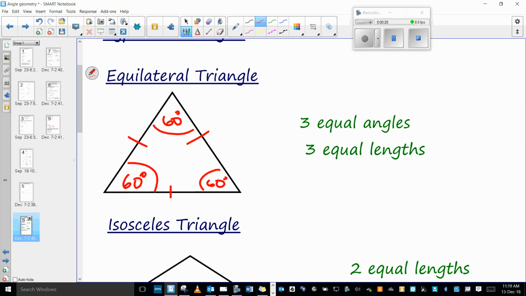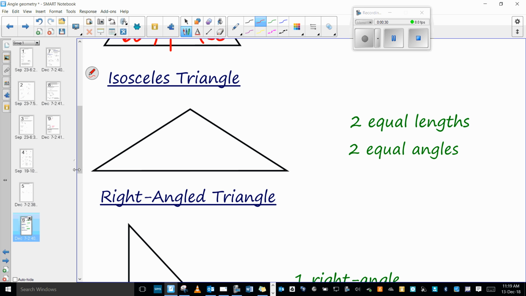Isosceles. Isosceles has 2 equal lengths, okay, and 2 equal angles. If those 2 are the lengths that are equal, then these 2 would be the equal angles, okay? So they're known as the base angles. Same rule applies, they all add up to 180, so you can often work out one of them knowing what the total is.